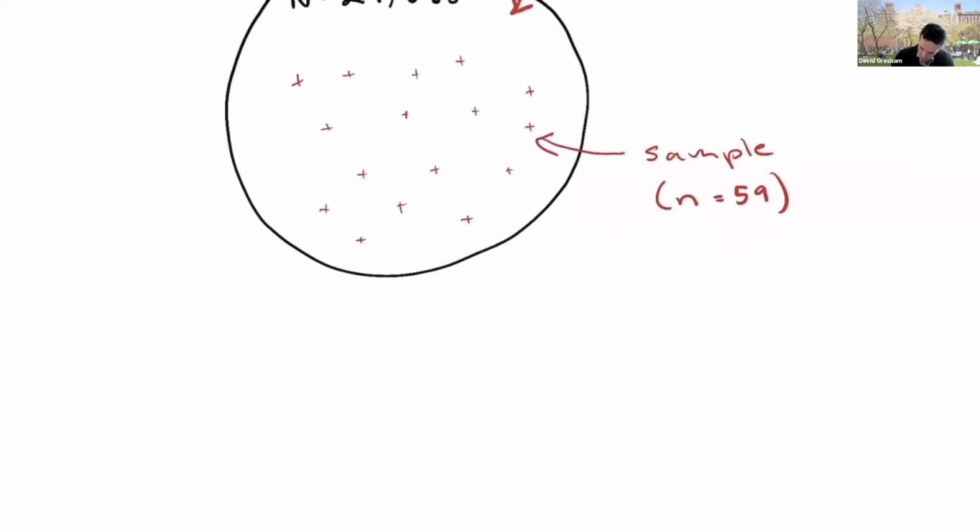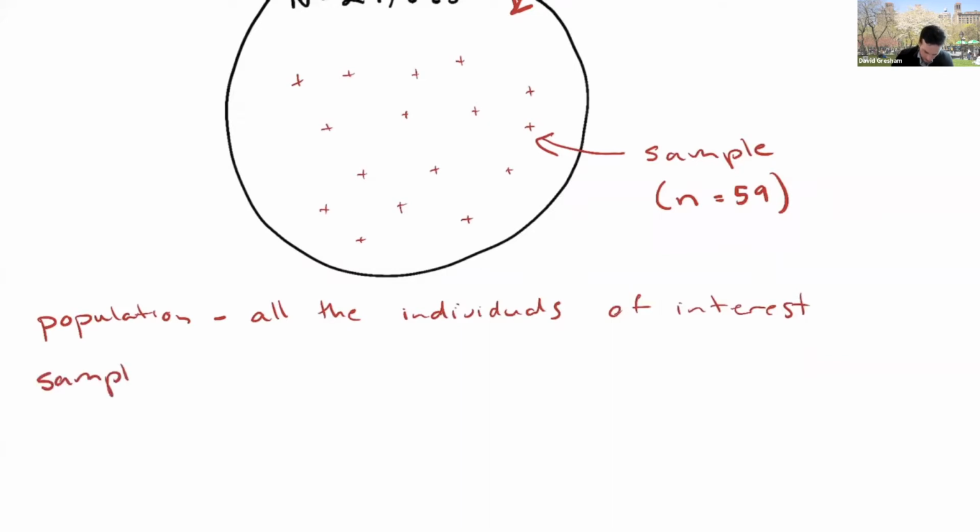So let's just define some terms here. Let's define the population. And the population is all the individuals of interest. And from that population, we're going to take a sample, and the sample is a subset of, let's call them units, taken from the population.